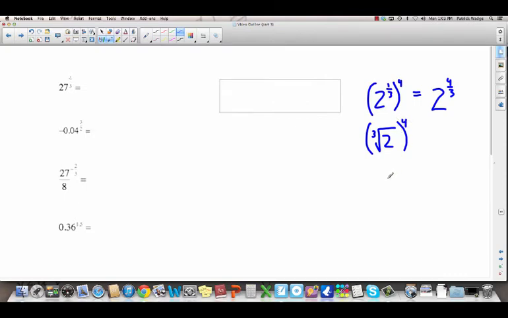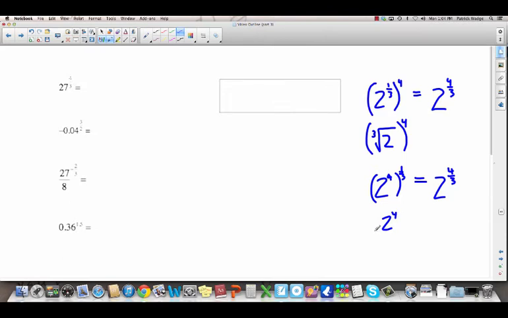However, there's another way of thinking of this. Instead of doing it this way, what if I did 2 to the 4th power all to the 1/3 power? That's the same again. If I multiply 4 times 1/3, I again get 2 to the 4/3 power. But this time, if I look at this, that equals 2 to the 4th power, and then I'm taking 1/3 of that, the 1/3 power of that.